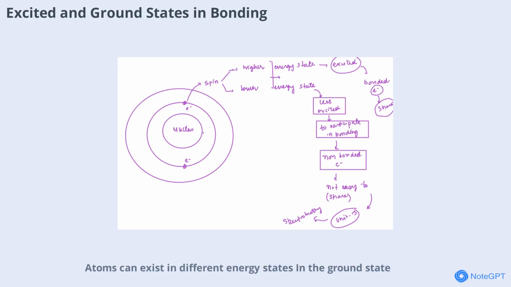Atoms can exist in different energy states. In the ground state, electrons occupy the lowest available energy levels. When energy is absorbed, electrons can move to higher excited states. However, bonding typically involves electrons in the ground state, as these are more stable. Excited states are important in processes like photosynthesis and fluorescence, where energy transfer plays a key role. Understanding these states helps explain why certain bonds form and how molecules absorb and emit energy.